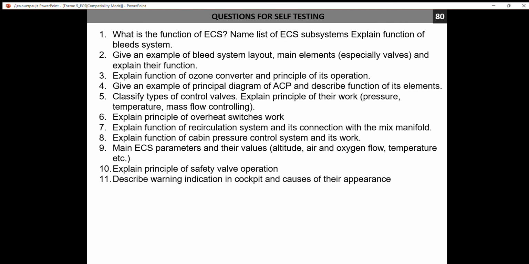So that's all about this system, and please welcome your questions.